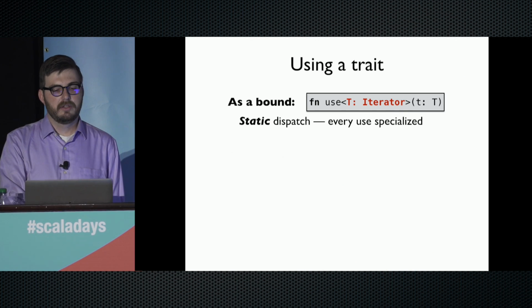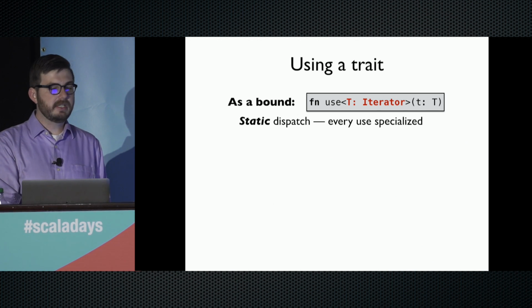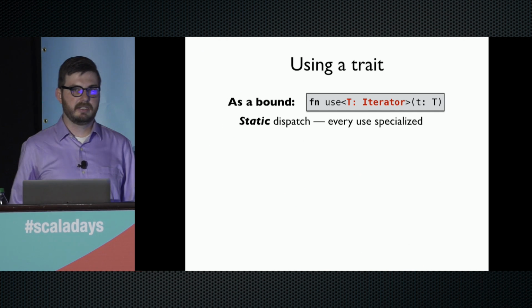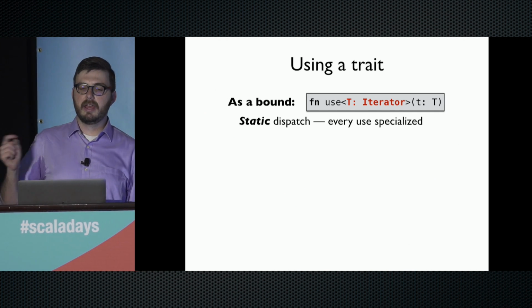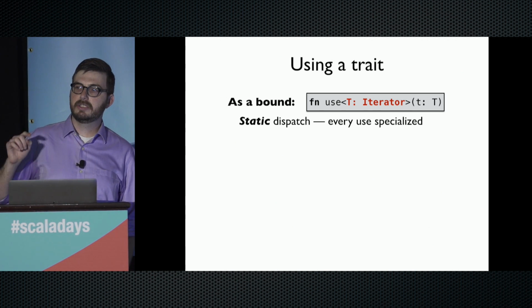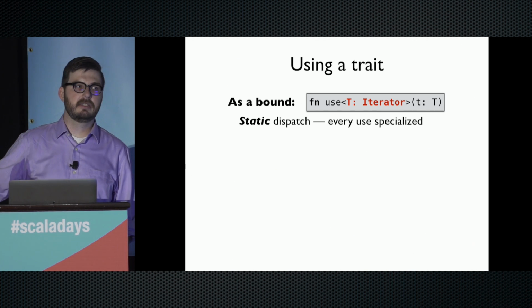You can use it as a bound, so that's when I'm saying, please give me a type T that implements the iterator trait. In that case, I get static dispatch. So what that means is, every time the use function is called with a different T, the compiler will actually generate fresh code that's specialized to that particular T.